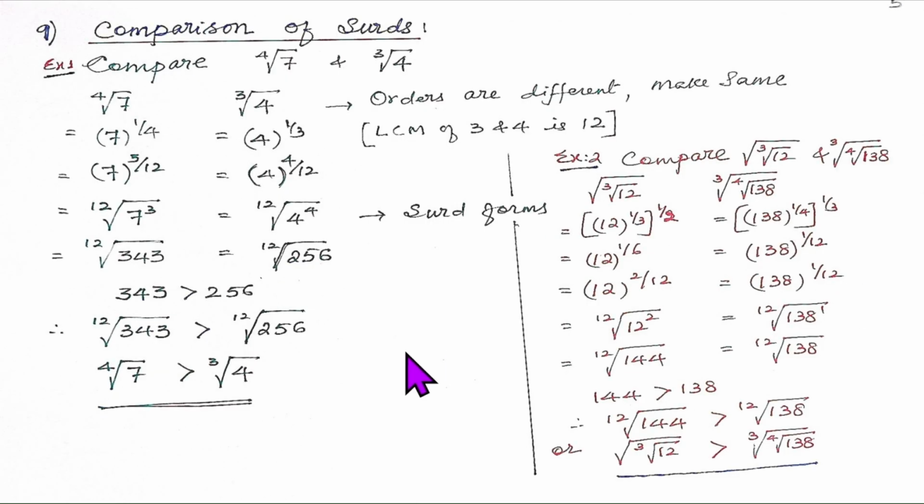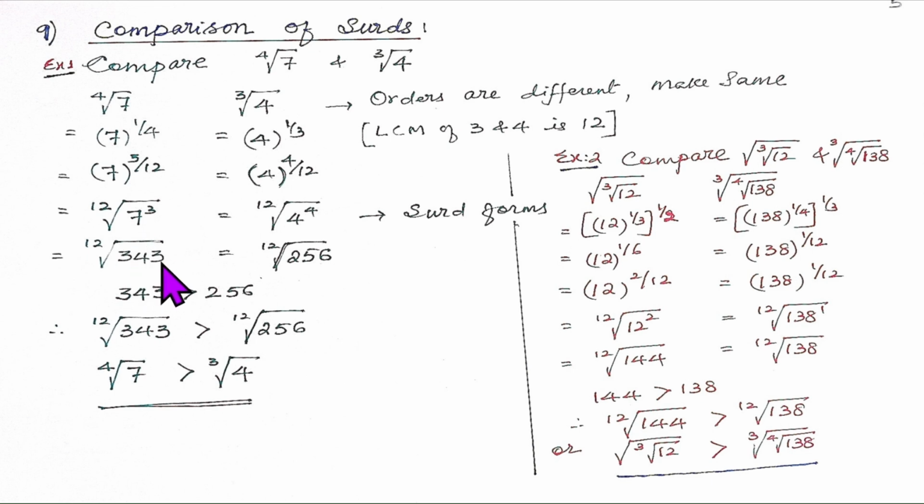Now coming to the comparison of surds. If you are asked to compare two surds, 4th root of 7 and cube root of 4, comparison means which is greater and which is smaller, or whether they are equal. First of all the orders are different, so we cannot compare. So first make the order same. 7 raised to 1 by 4, convert that into index form. Then 4 and 3 are the denominators here, not same. Take the LCM of 4 and 3, make the denominator 12 and 12. Automatically I have to multiply the numerator by 3 here and by 4 here. So it will be 12th root of 7 cubed, 12th root of 4 to the 4.